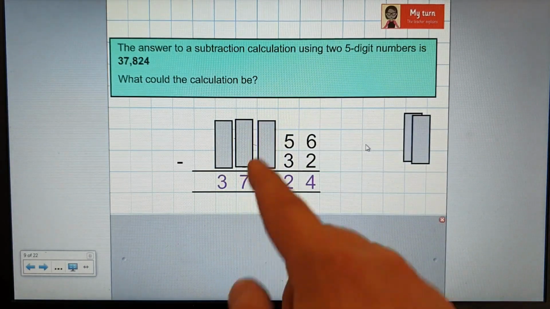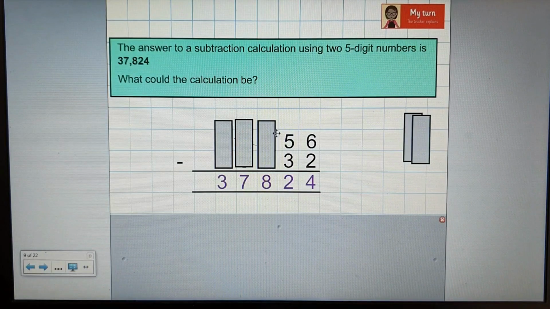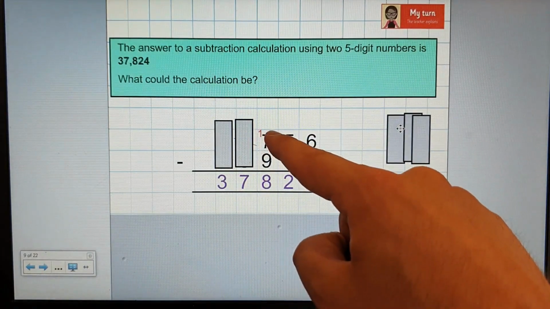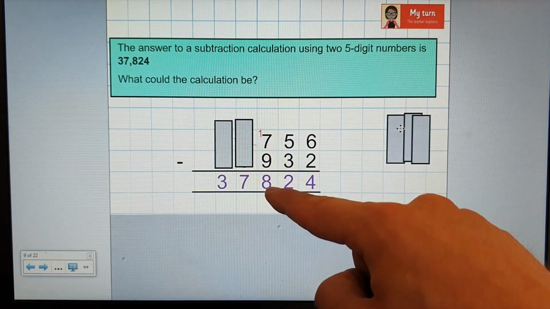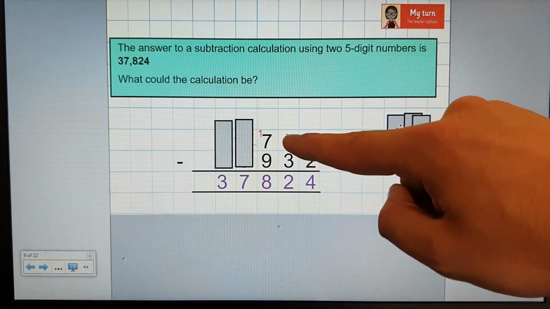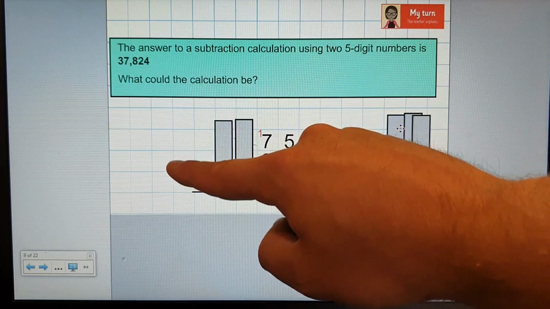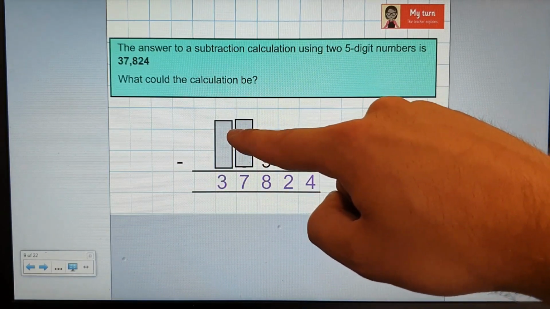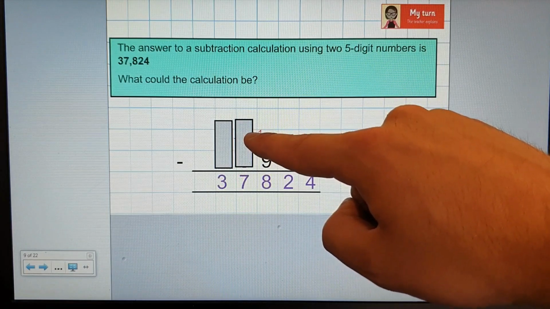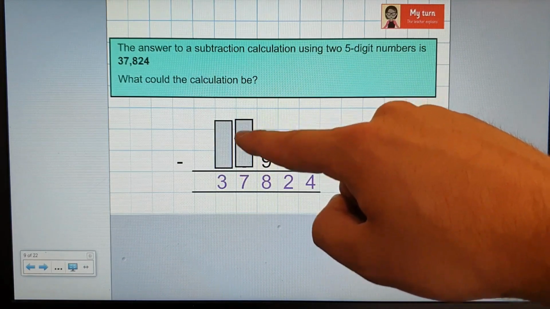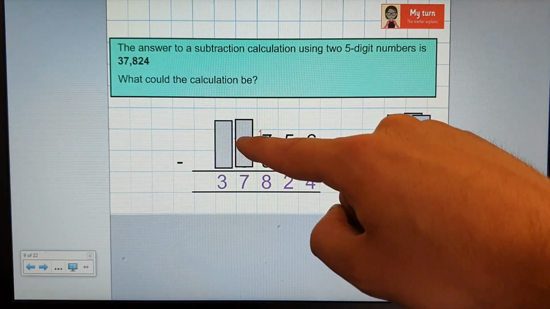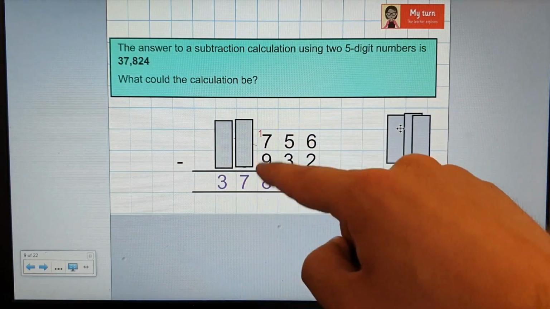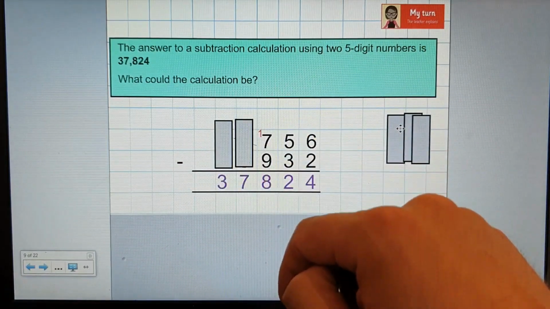So you'll see what I mean when I take this away. I tried out thinking if I had 17 take away 9, I'd end up with 8. So that means I would have started with a 7 take away 9, which I can't do. So I had to go across to the next column and borrow, or exchange, sorry, and I put my 1 there, and now it works. 17 take away 9 is 8.